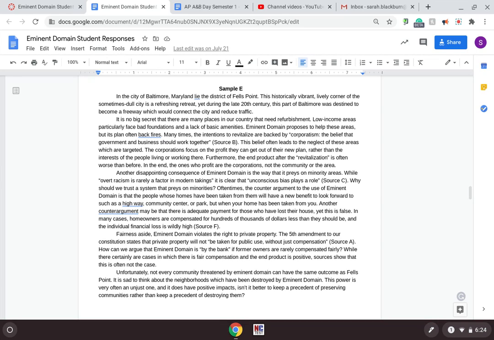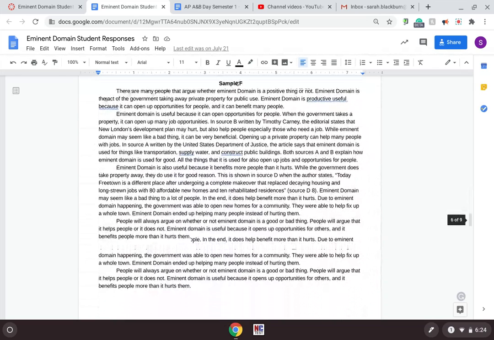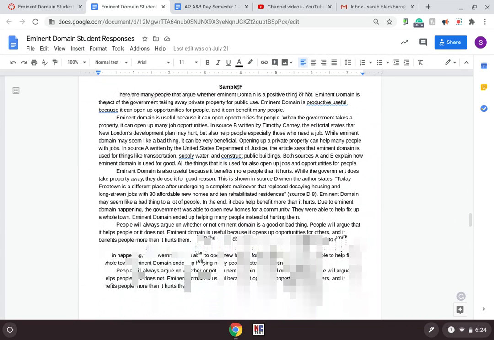So, anyways, on to sample F. Sample F, going down the score ladder just a bit, was another one of our 3 out of 6. Actually, nope, it's the only 3 out of 6 one. It did get the thesis point, defensible position. Eminent domain is productive and useful because it can open up opportunities and benefit many people. So they were pro eminent domain, which is fine.